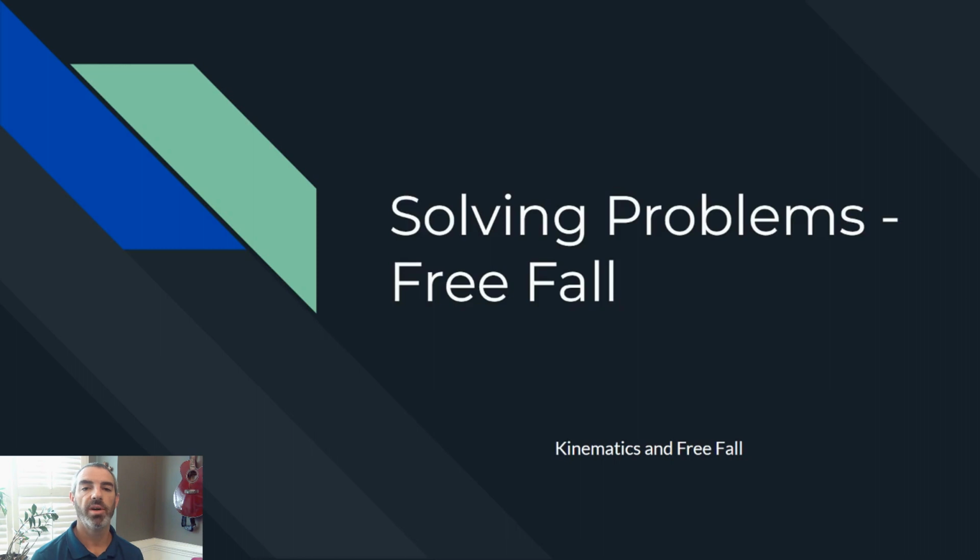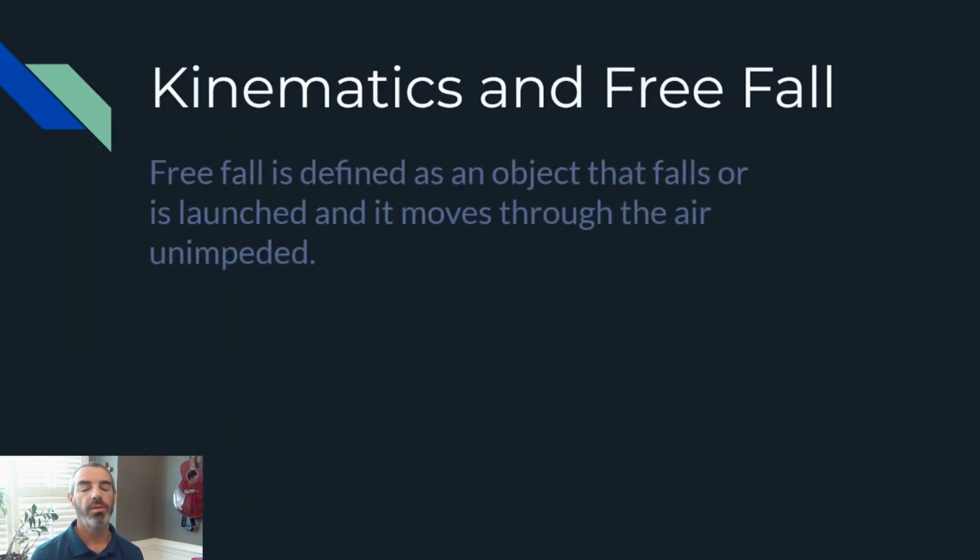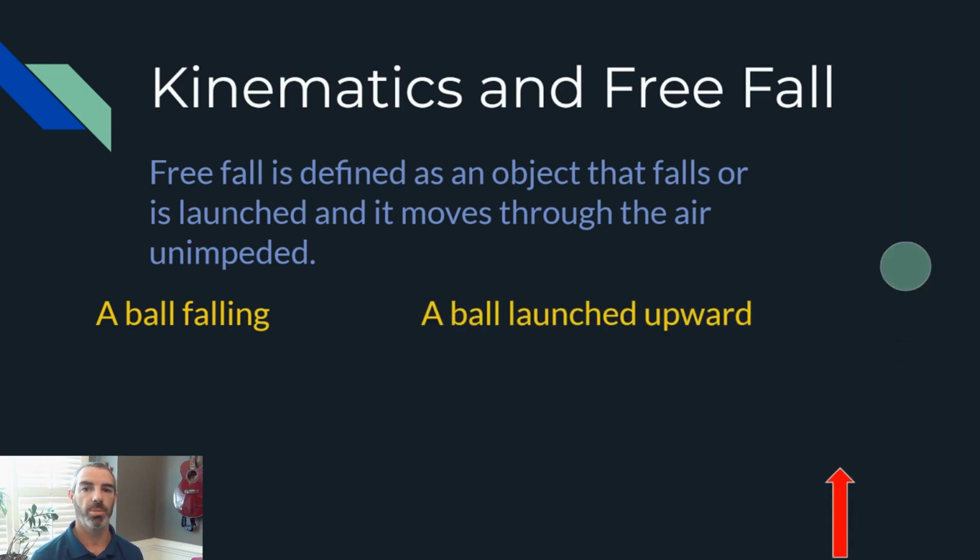Today we're going to talk about solving problems in free fall. What is free fall? Free fall is defined as an object that falls or is launched as it moves through the air unimpeded, meaning that there is no air resistance. Examples of that would be just a ball falling to the earth, or if we launch that ball up into the air and it returns back down.